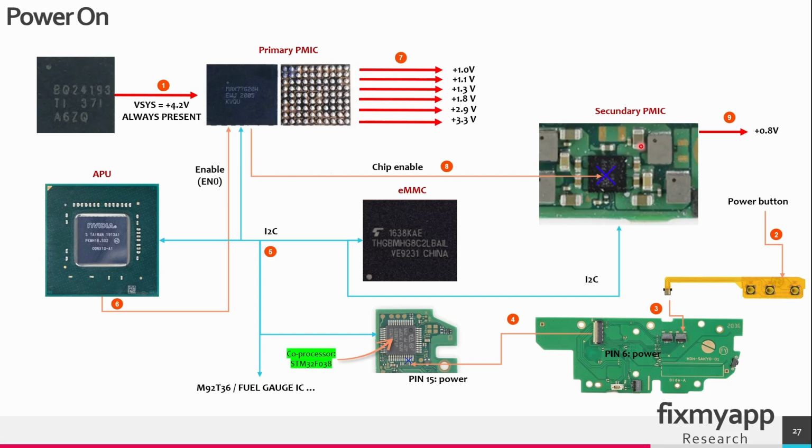secondary power management IC. So there is a pin connected to the power management IC that will go directly to the secondary power management IC. And this secondary power management IC will generate a 0.8 volt. It will start generating the 0.8 volt if there is a chip enable signal, and also if the APU sends a command to this power management IC via I2C communication. There is also a signal coming into this IC, also in the primary power management IC. If everything is okay, it will start generating the 0.8 volt.